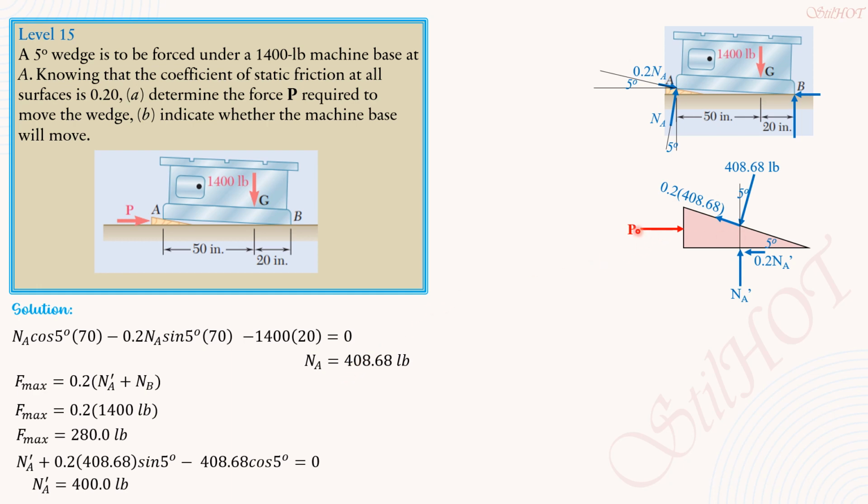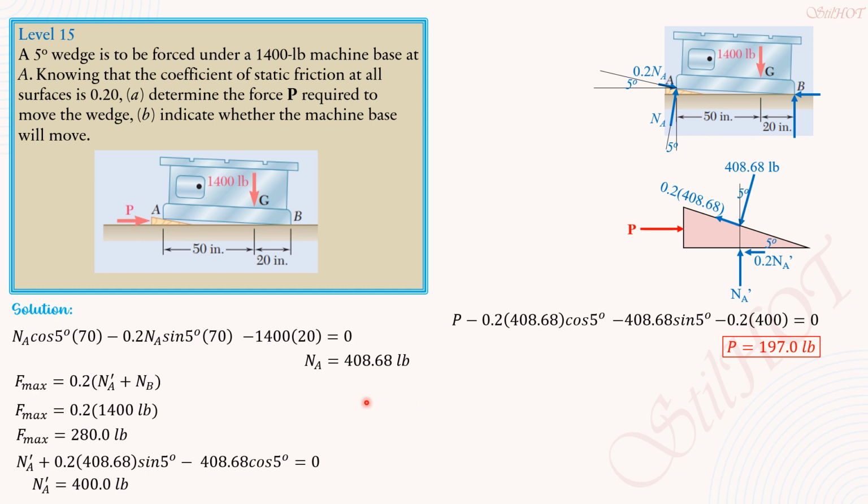Then summation of forces horizontal equals 0. Then we have P minus 0.2 times 408.68 cosine of 5 degrees, then minus 408.68 sine of 5 degrees, the component of this force, then minus 0.2 of NA prime, and NA prime is 400, then equals 0. So from there we can solve P. P is equal to 197 pounds.